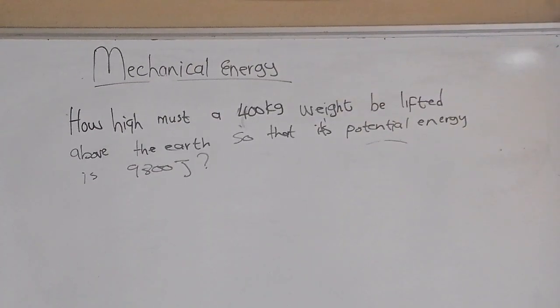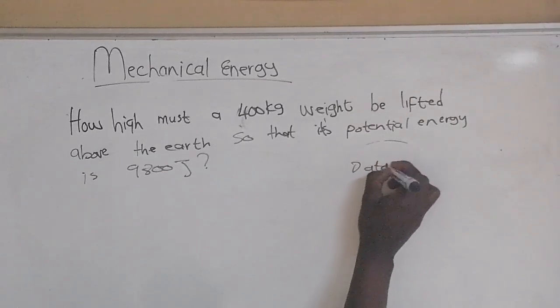Okay, let's try this example, then we continue. We'll do two examples that talk about the potential energy. So how high must a 400 kg weight be lifted above the earth so that its potential energy is 9,800 joules?